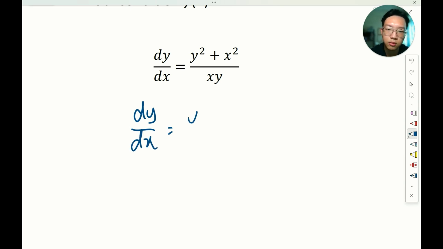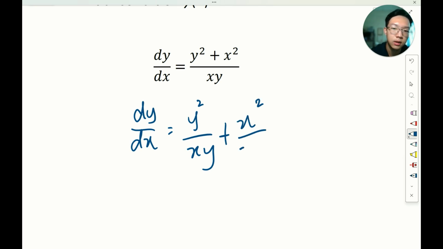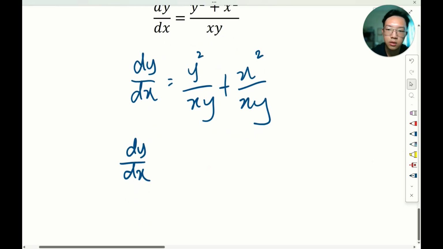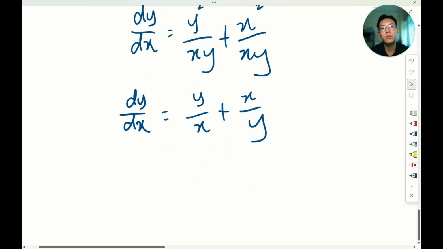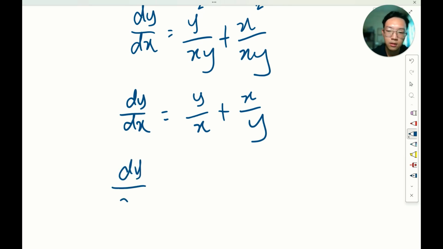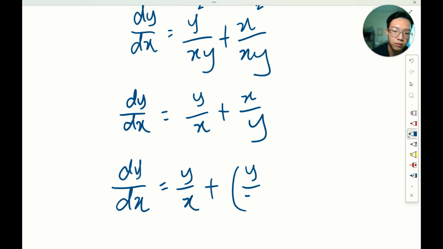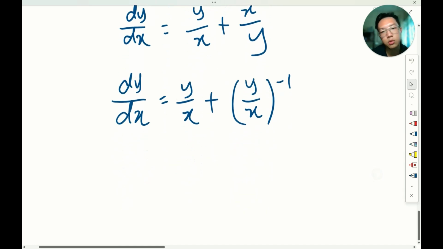dy/dx equals y squared over xy plus x squared over xy. And let's simplify the right hand side one more step. We will have y over x plus x over y. So x over y, how can we make it into the form of y over x? Okay, you can use the power of -1 to reciprocate it. So dy/dx equals y over x plus y over x to the power of -1.